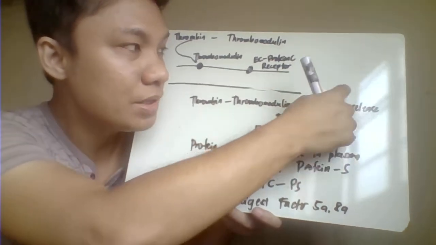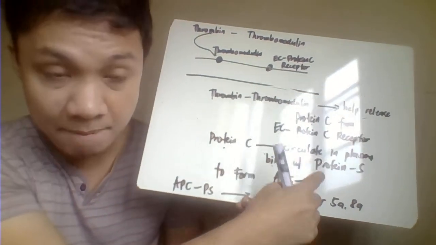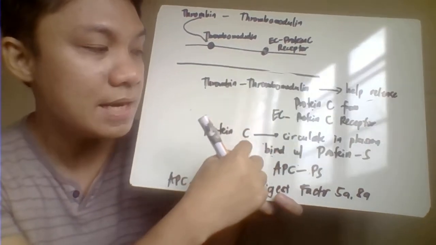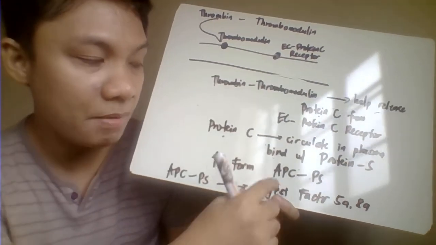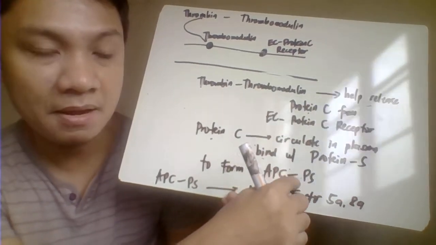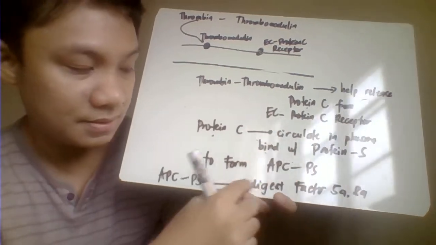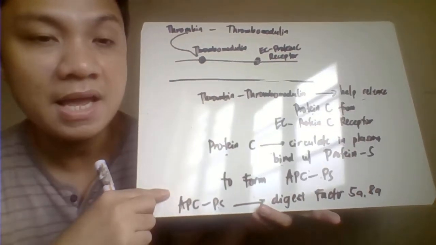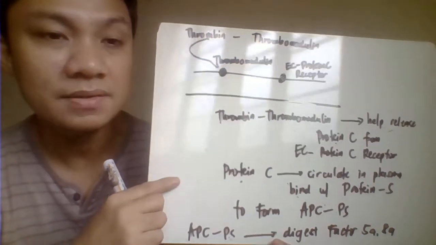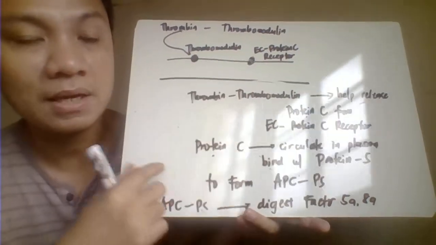Pag nag-release ng protein C, ang protein C natin pupunta sa plasma. Ang protein C natin magbabind kay protein S. Pag nag-bind siya, magpa-form siya ng APC PS. Ang gagawin ni APC protein S, ida-digest na si factor 5 and factor 8, wala kang clotting process, and therefore serving this one as your anticoagulant.